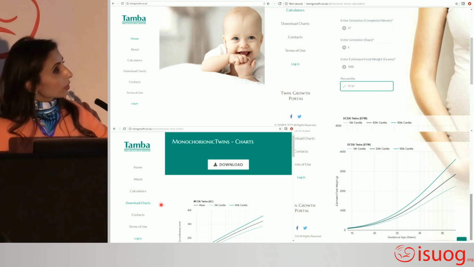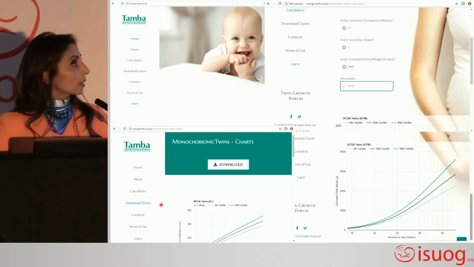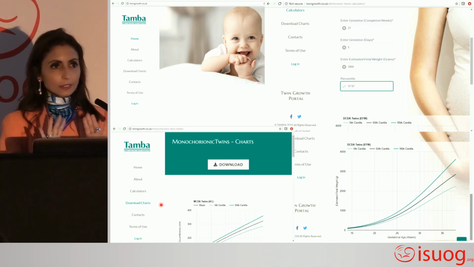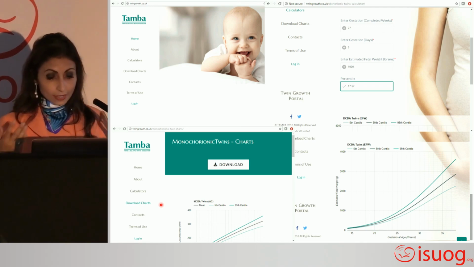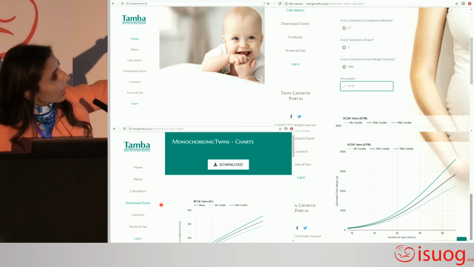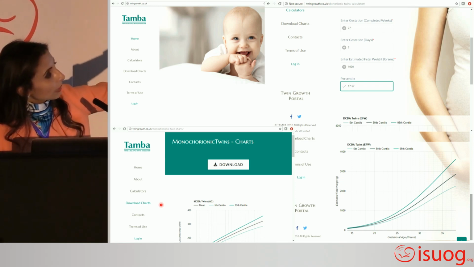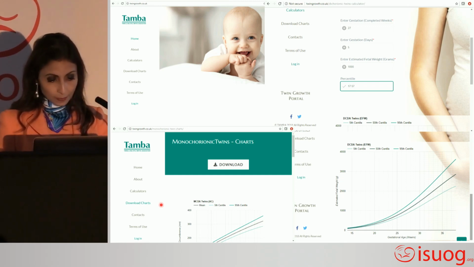And again, in the UK, that was funded by TAMBA, the twin charity in the UK, and we have it on a free website that was funded by the Department of Health, so that it is accessible to everybody. And it's really easy. You put in the gestational age in weeks and days, and then the estimated fetal weight by ultrasound scan, and it just gives you automatically the centile for this pregnancy.